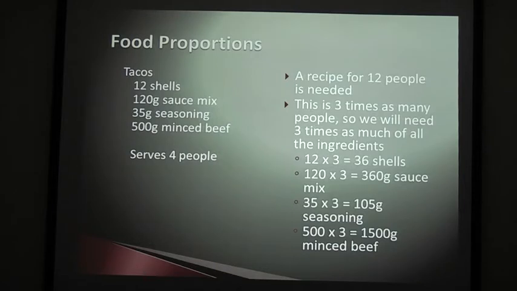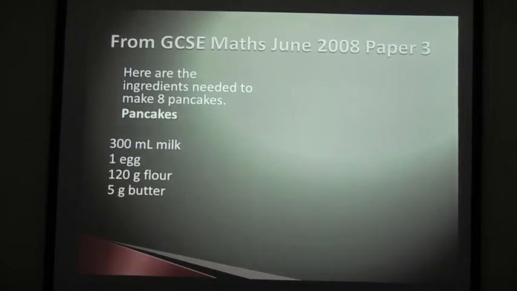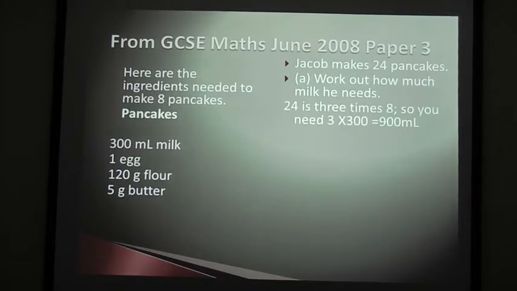Yeah? Okay. Let's try a question from a GCSE Maths paper in 2008. Here are the ingredients needed to make 8 pancakes. You've got 300 ml of milk, 1 egg, 120 grams of flour, 5 grams of butter. Jacob needs to make 24 pancakes. How much milk does he need? To do that, you say, okay, 24 is 3 times 8. So you therefore need 3 times the amount of the milk, which is 900 ml.